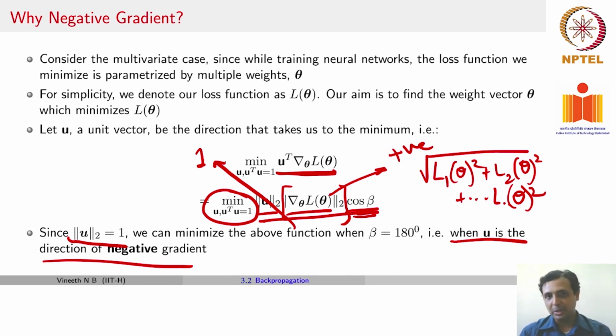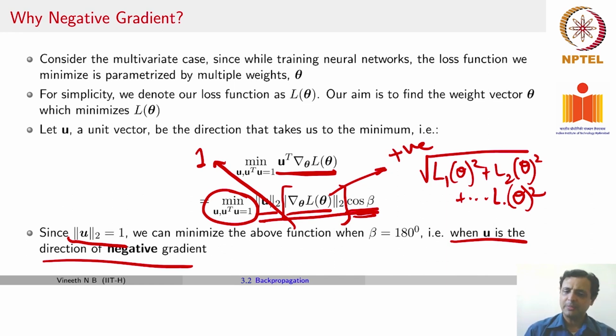Remember, for beta to be 180 degrees, because beta is simply the angle between U and the gradient, U simply has to be the opposite direction of the gradient, which will minimize this quantity. Rather, if we want to use the gradient in some way to reach the minimum of a function, we have to go in the opposite direction of the gradient to reach that minimum.